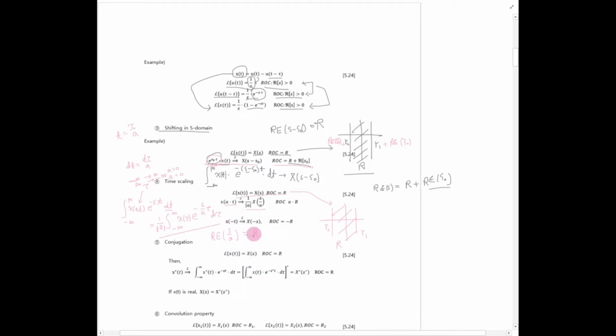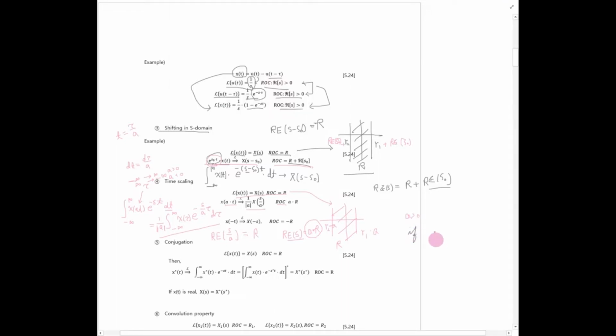Then the real part of s should be equal to a times R. Okay, it should be a times R. So this region of convergence should be equal to a times R. The meaning is this: if a is positive, then a and a are multiplied here. What about a being negative?